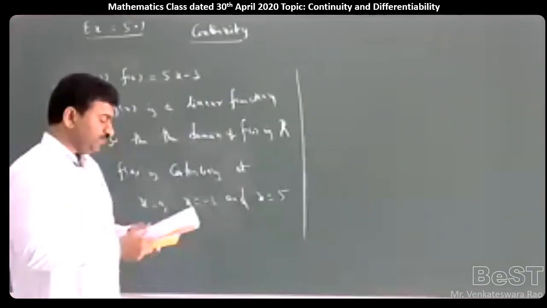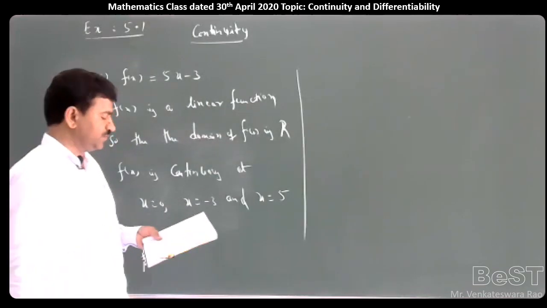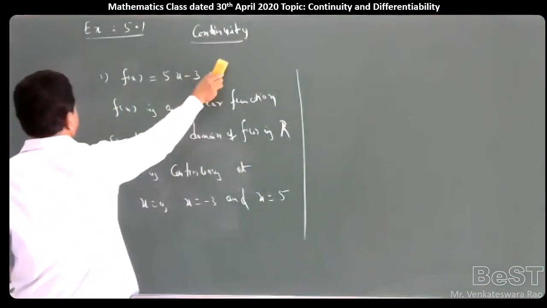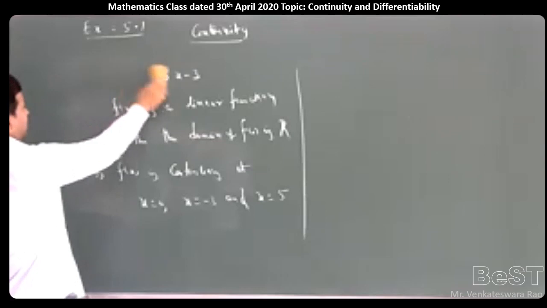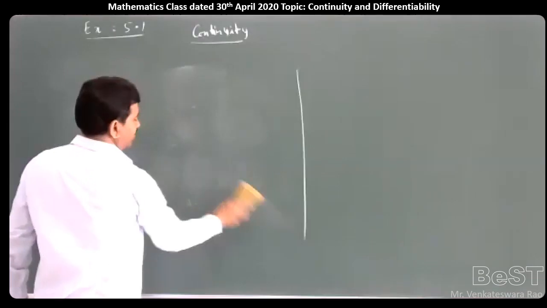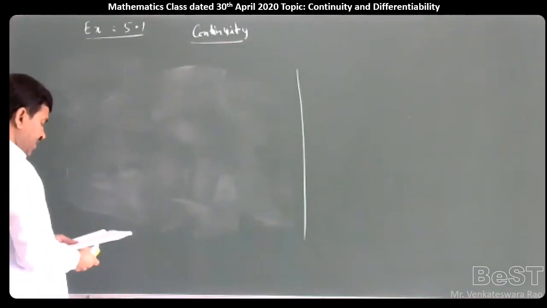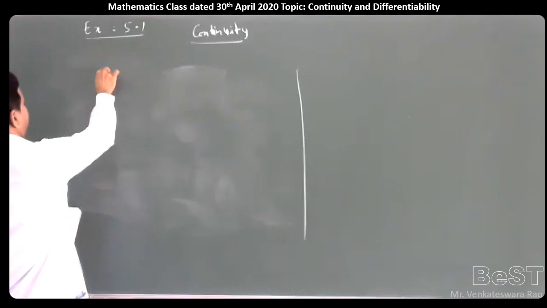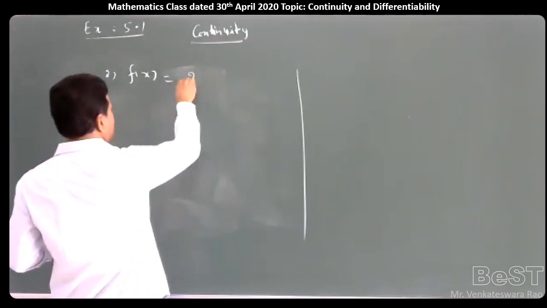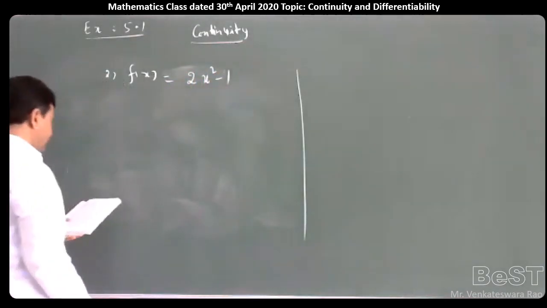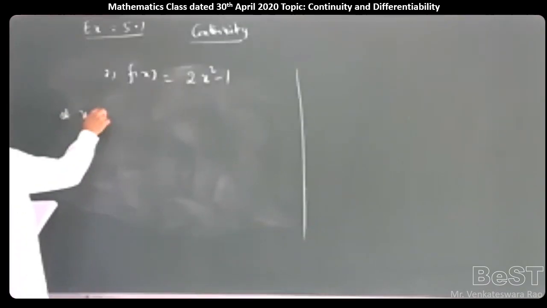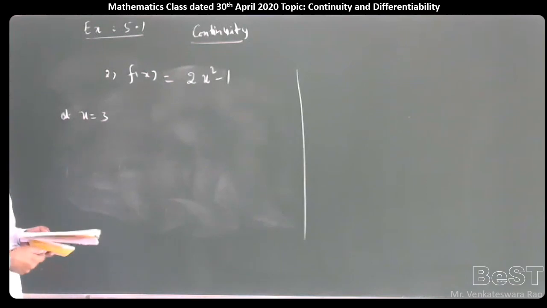See the second problem. Examine the continuity of the function f of x is equal to 2x square minus 1 at x is equal to 3. We will discuss the continuity of this function at x is equal to 3.